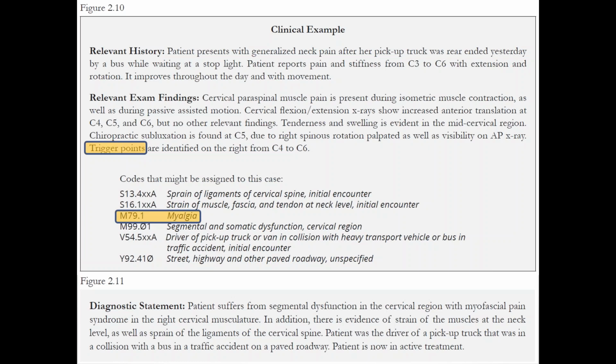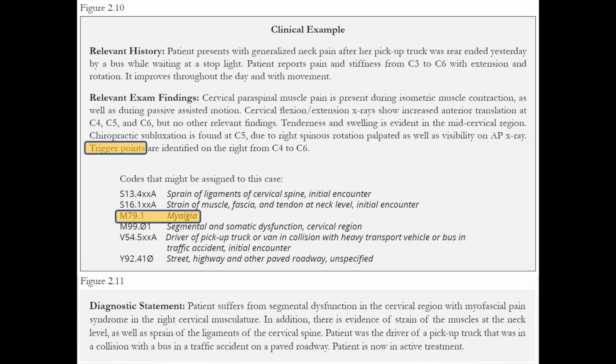Well, I chose to add this code to describe the trigger points. The reason I did so is because if you look up myalgia in the code book, there's an inclusion term under that heading that says myofascial pain syndrome, okay? And myofascial pain syndrome, according to Google, is synonymous with trigger points. So what I was looking for was a code that described trigger points. And myalgia is the one because it has an inclusion term that says myofascial pain syndrome. Does that make sense? I hope it does. So I've included the code here.